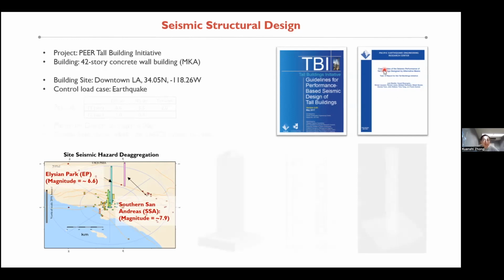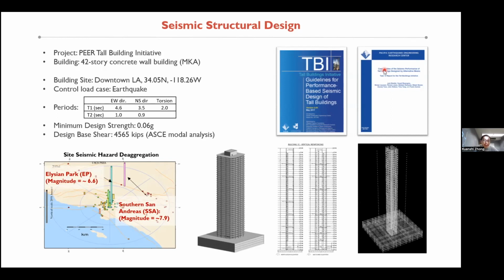The building is actually controlled by the seismic design itself. The structural engineer first developed the seismic design drawings, and then built the model in numerical software. The building has a fundamental first period of 4.6 seconds in the east-west direction and 3.5 seconds in the north-south direction. The design base shear following the ASCE modal analysis methods is about 4,500 kips. At the bottom, I'm showing some snapshots from their design document.